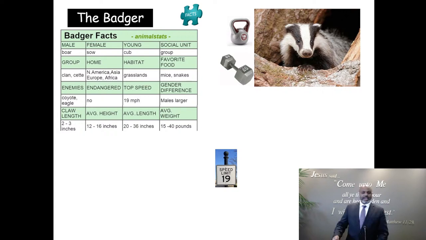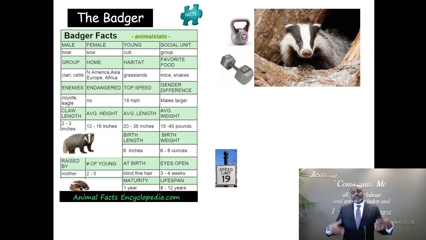Okay, now, they're usually raised by their mother. The mother usually has 2 to 5 of them. At birth, they are blind and have fine hair.